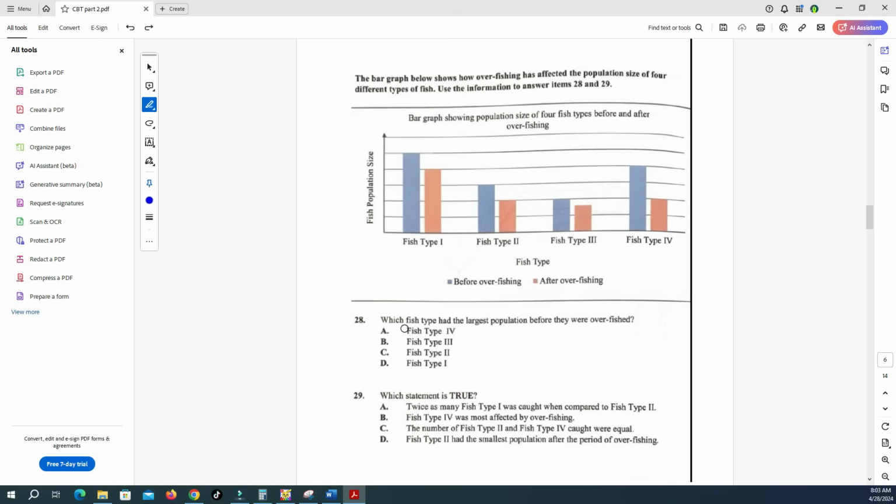So what's the question? Which fish type had the largest population before they were overfished? The largest population would be this, which is fish type 1. So I would select fish type 1.